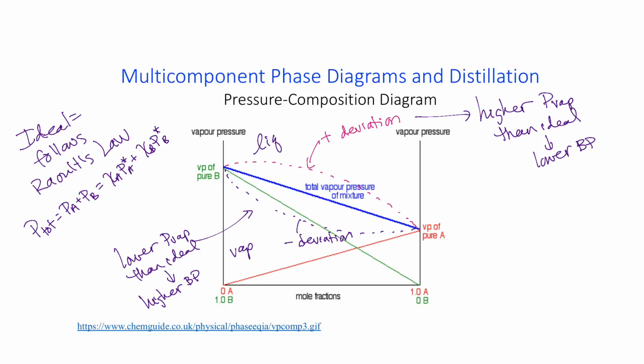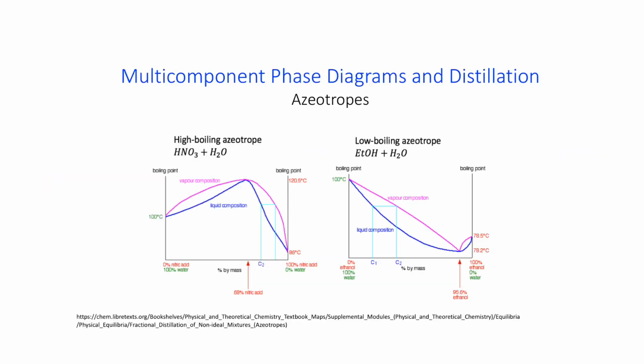Those solutions will end up having maximum or minimum boiling points that correspond to intermediate compositions. So what we would essentially have are boiling points that are either higher than either boiling point of the pure components or lower than either boiling point of your pure components. And that leads us to the idea of an azeotrope.